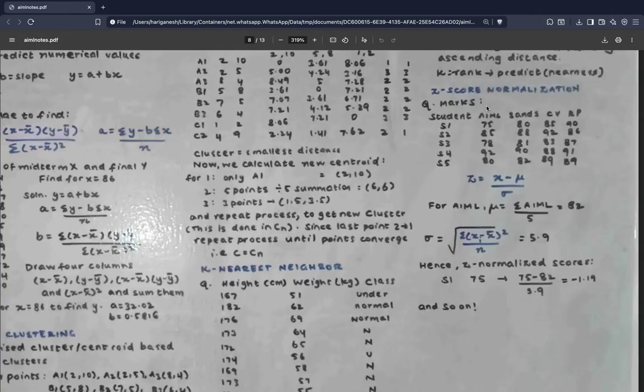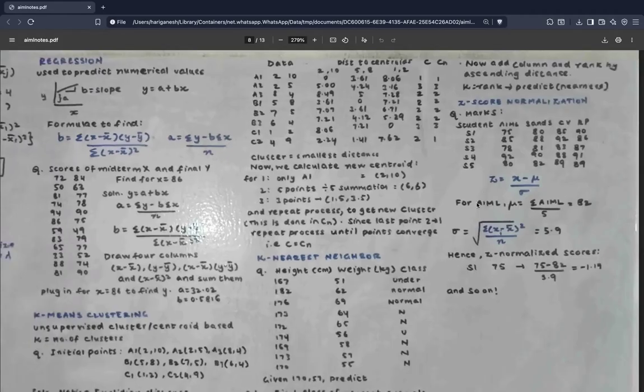Which gives 5.9. So for the first entity here, 75, your Z normalized score will be 75 minus 82, because the mean is 82, divided by 5.9, that's minus 1.19. Then you do that for every single element in that column to get the AIML Z score normalized values.